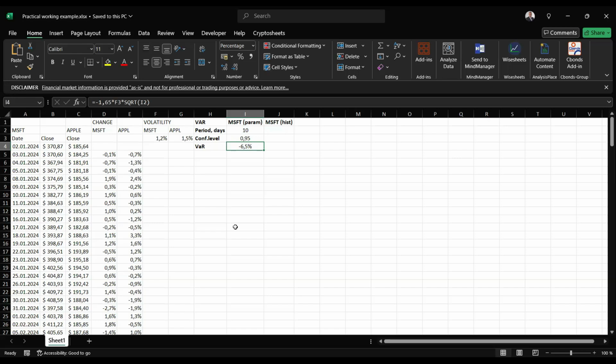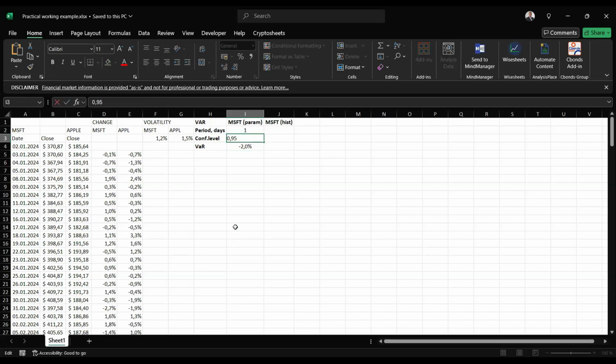So what does it mean? That means that according to this estimation, our maximal loss with the confidence level of 95, which is not, I should focus your attention, 100%, we will not lose more than 6.5% of the current price of the equity. So we can leave 1 day, for example.